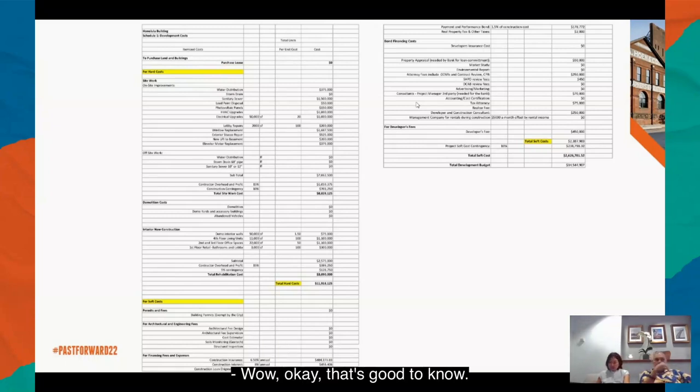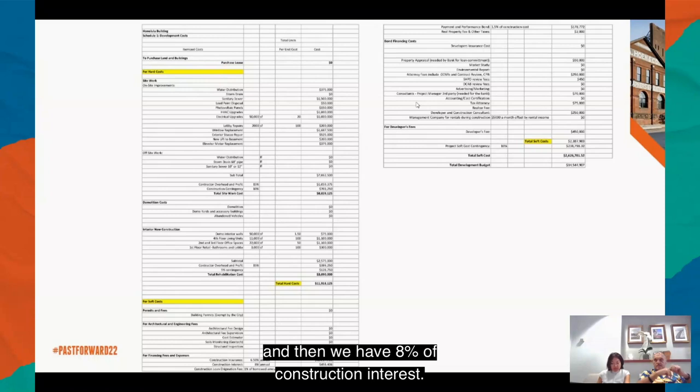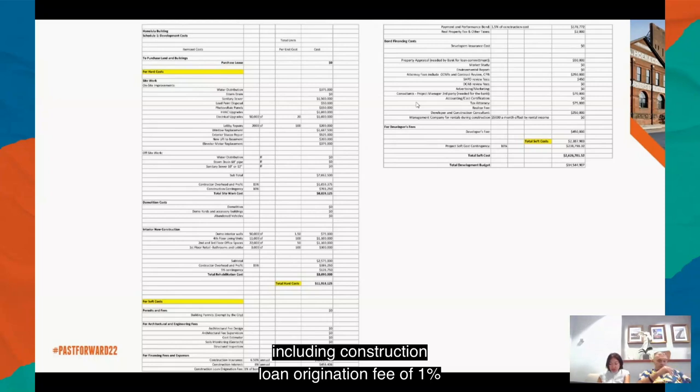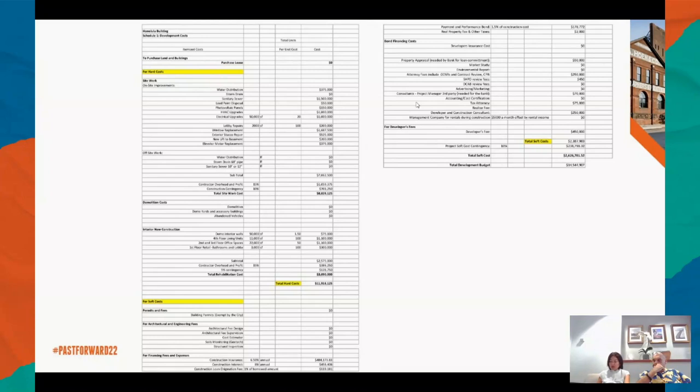Wow. Okay, that's good to know, because we have a 6.5% construction insurance, and then we have 8% of construction interest. So that is about $1 million total of financing costs, including a construction loan origination fee of 1% of the borrowed amount, which is over $100,000.